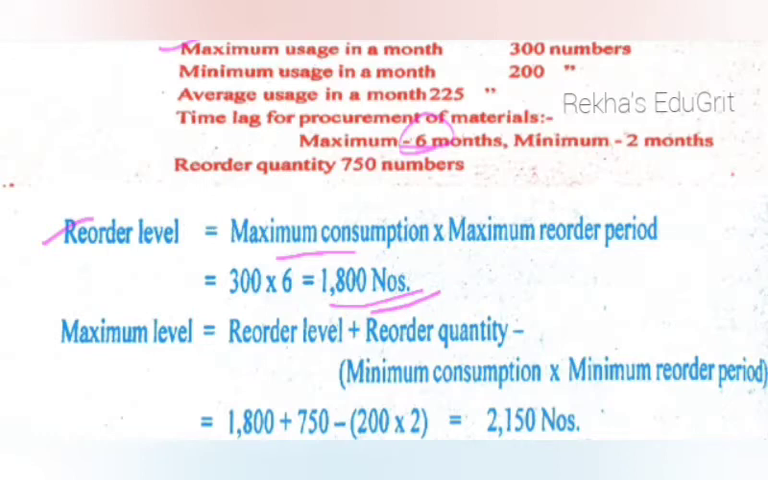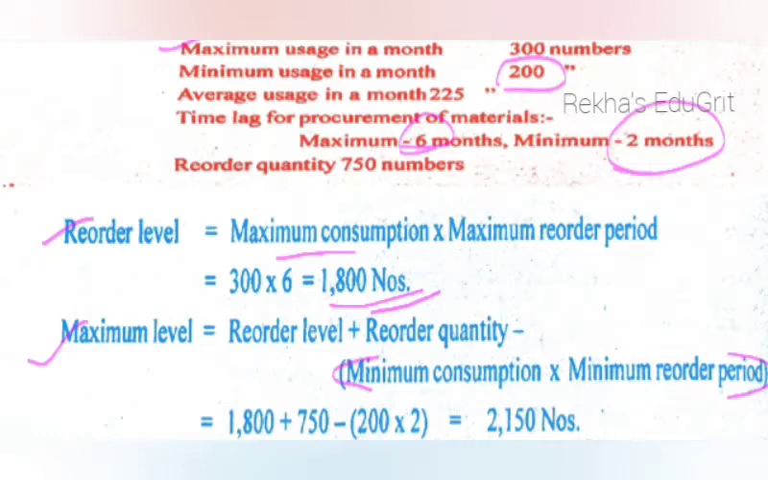Next, for finding maximum level, the formula is reorder level plus reorder quantity minus minimum consumption into minimum reorder period. So first we have to find out the minimum consumption and minimum reorder period. Minimum consumption is given in the question, 200 numbers, into minimum reorder period is 2 months, it's given in the question. So 200 into 2 we get 400.